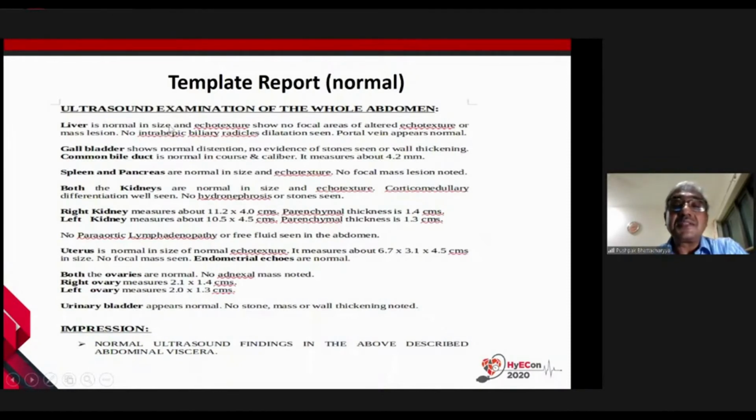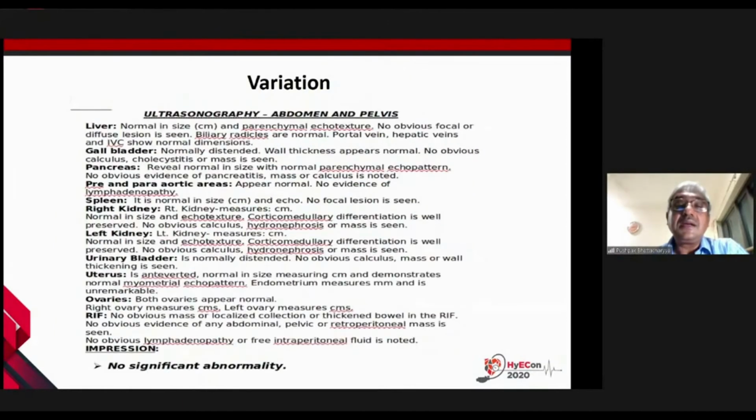So, liver is normal in size and echotexture, shows no focal areas of altered echotexture or mass lesion. No intrahepatic biliary radicals dilation seen. Portal vein appears normal. So this is full of technical terms, but this is the template which we alter for patient-specific situations. And of course, there are lots of variations on these descriptions.